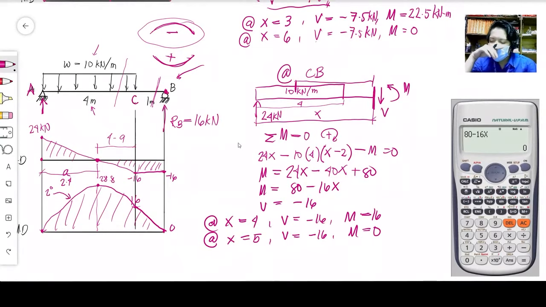Okay, so much for that. The next topic is finding the deflection using the double integration method.